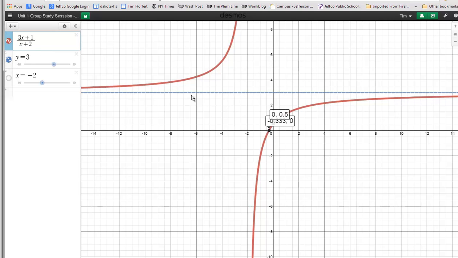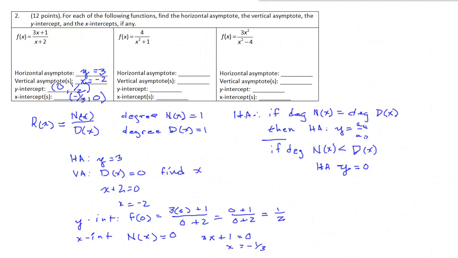The horizontal asymptote is y equals 3. Vertical asymptote is x equals negative 2. And you can kind of see that visually there. Okay, let's quickly do the others.